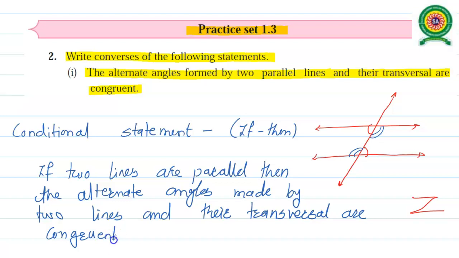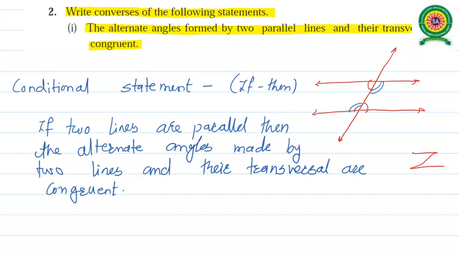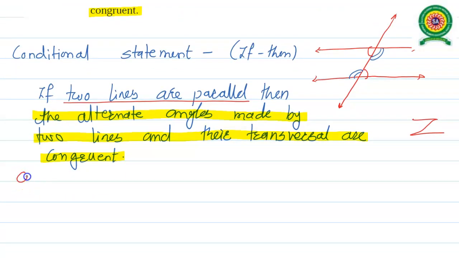So what shall we do for writing the converse? Whatever statement we have after then in the conditional statement, which is: the alternate angles made by two lines and their transversal are congruent, and whatever statement we have after if, we have to interchange them. So now we can write the converse.